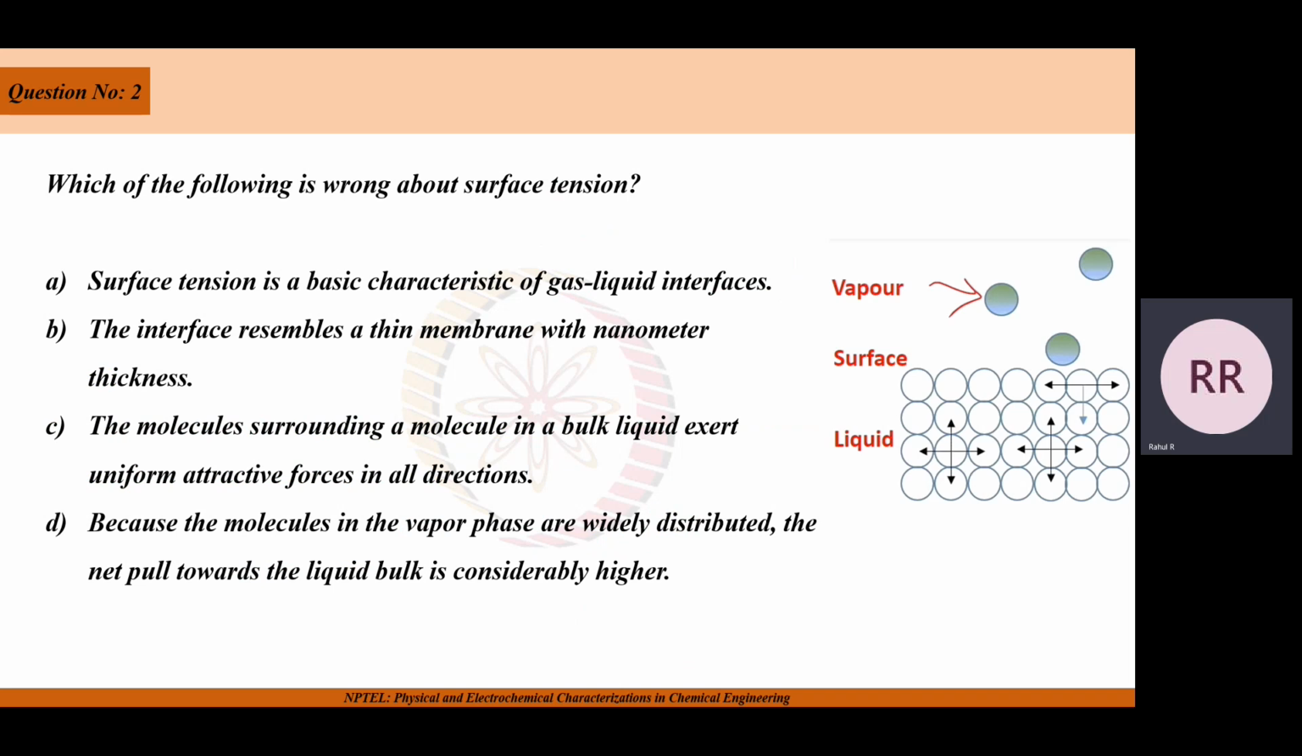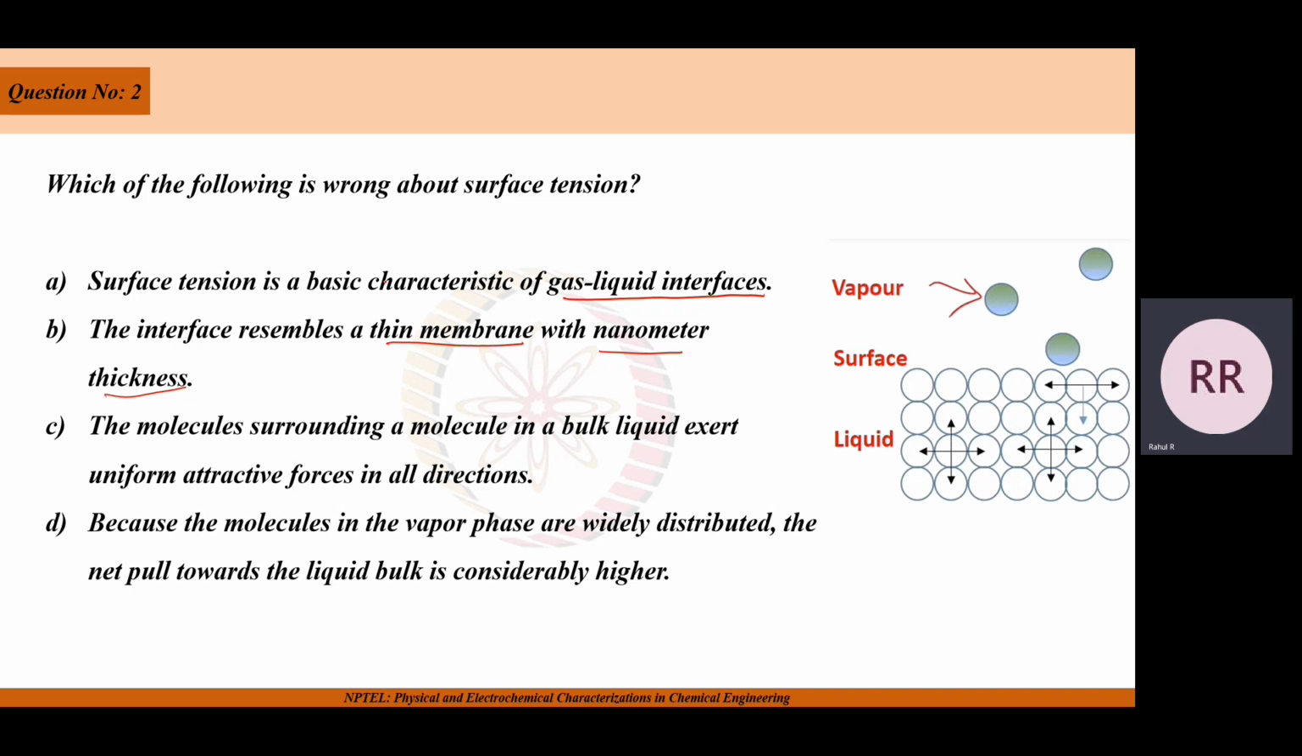Which of the following is wrong about surface tension? There are four options that I have given you. One of them is a wrong statement. You need to identify the wrong statement. So I will read out the statements for you. The first one is, surface tension is a basic characteristic of gas liquid interface. The thing you need to catch here is, is it a gas liquid interface? The next one is, the interface resembles a thin membrane with nanometer thickness.